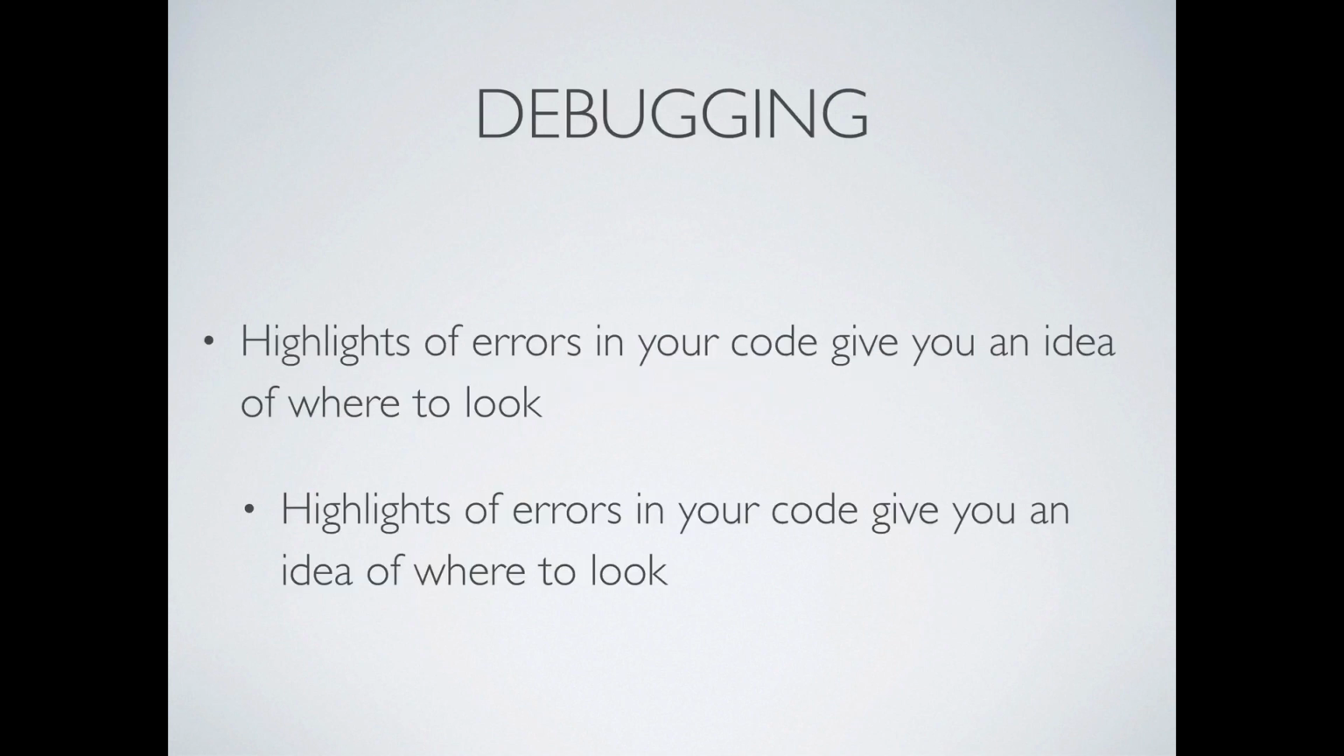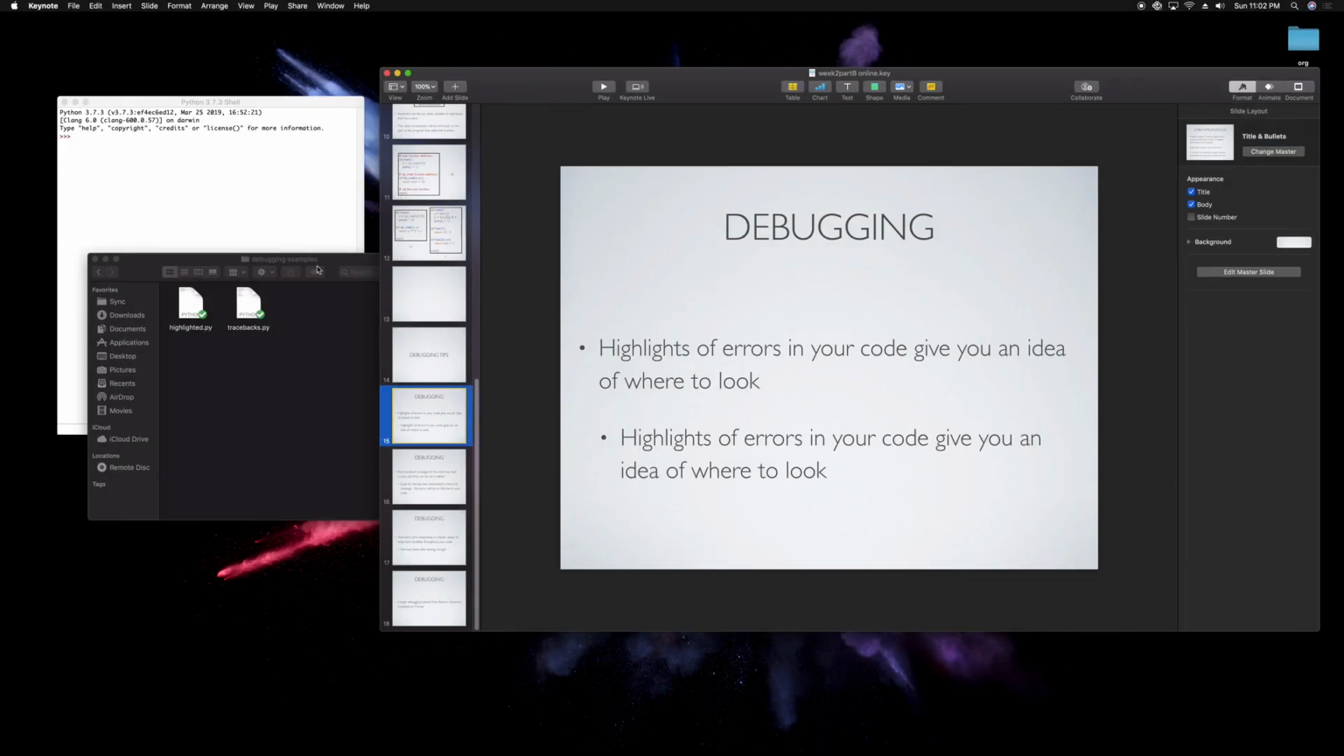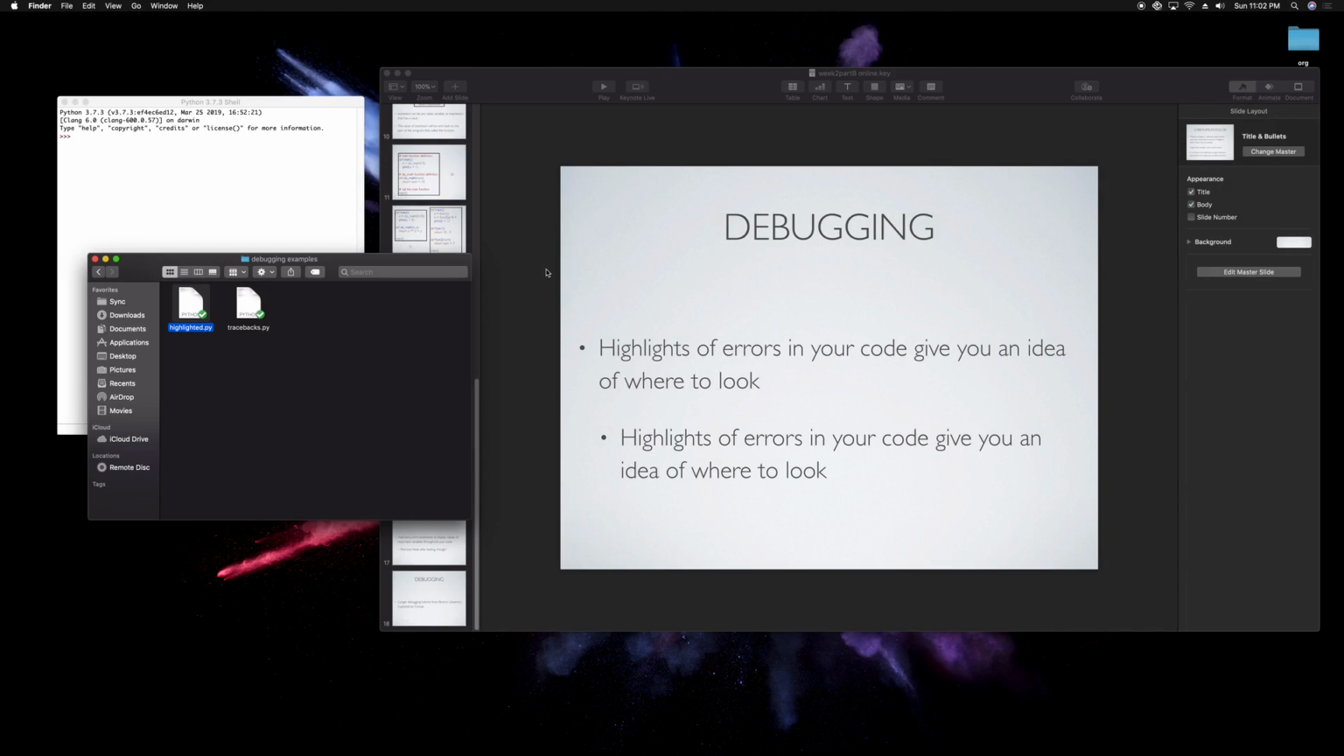So the first tip I want to give you is sometimes when you get those highlights in IDLE saying, hey, there's an error here, those highlights will give you an idea of where to look, but it might not be perfect. So sometimes, for example, you might get a highlight where the code that actually has the bug is actually the line right before. So let me show you an example of what I mean by that.